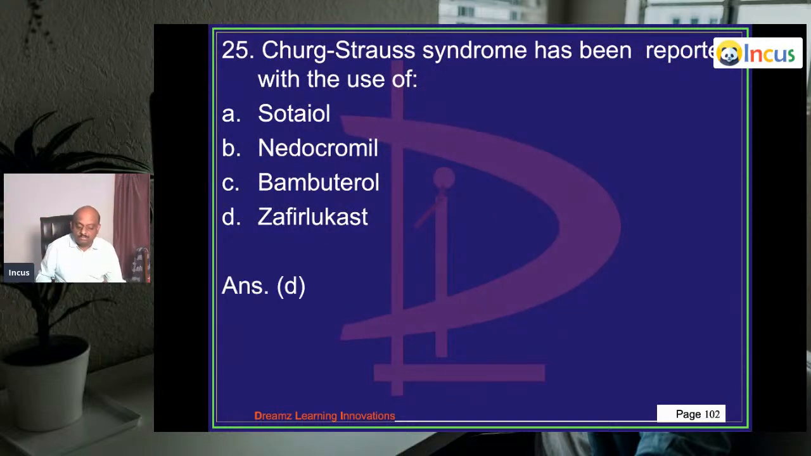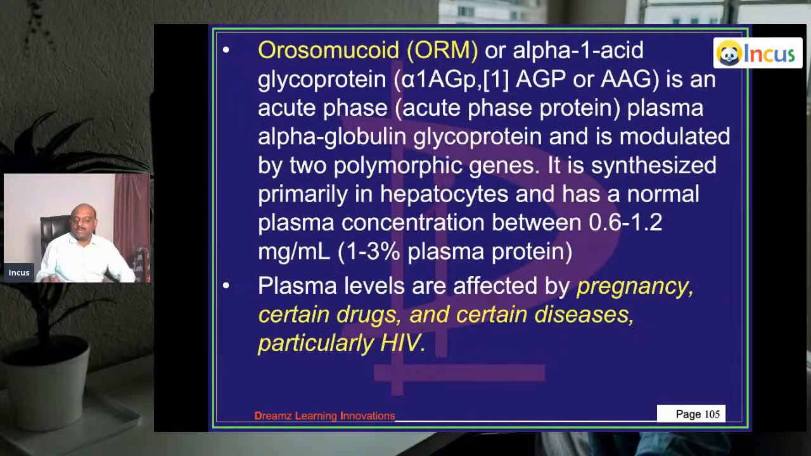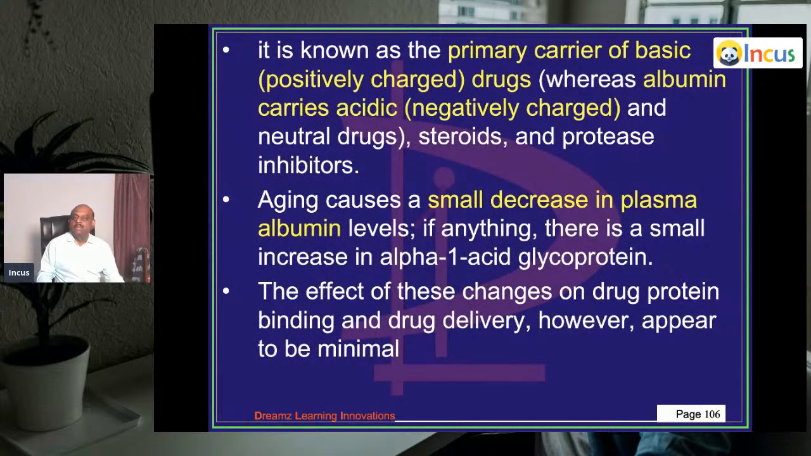Churg-Strauss syndrome is reported with Zafirlukast. Now, alpha-1 acid glycoprotein, there are certain drugs which are strongly bound to it. So this alpha-1 acid glycoprotein level is affected by pregnancy, certain diseases, particularly HIV. Alpha-1 acid glycoprotein is a carrier of positively charged drugs, whereas albumin carries negatively charged acidic drugs, steroids and protease inhibitors.